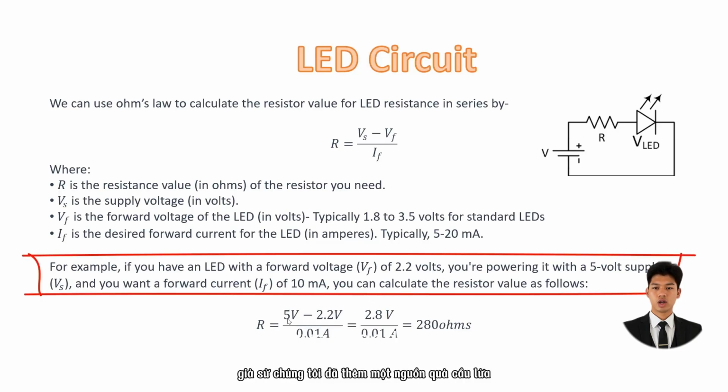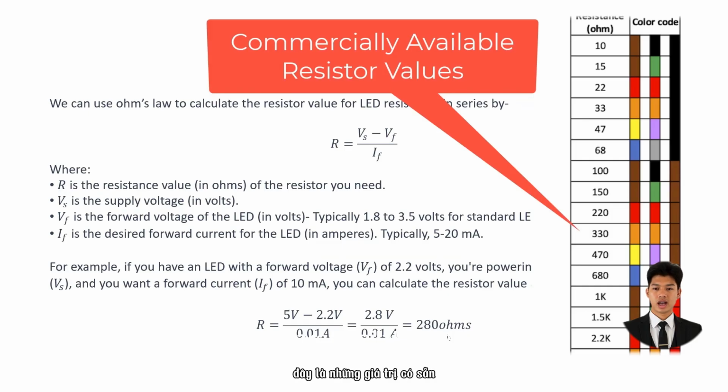Let's say we have a 5 volt source, and the LED has a forward voltage of 2.2 volt. Now we want to permit 10 milliamps of current, that is 0.01 ampere. What will be the resistor that should be added in series with the circuit? We can find out using this formula. R is 5 volt minus 2.2 volt divided by 10 milliamps, and it will give us 280 ohms. In the market you have 220 ohms, 330 ohms. These are available values, so you can use a 330 for this circuit.